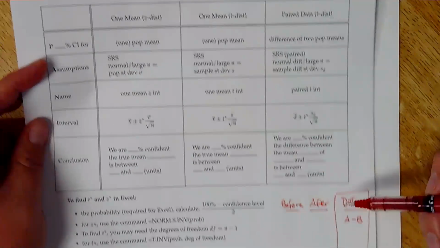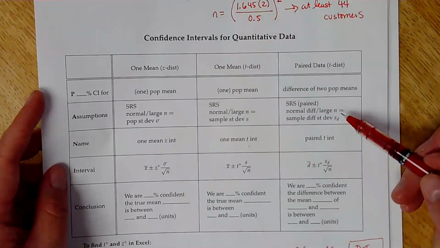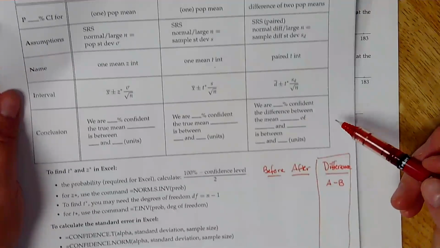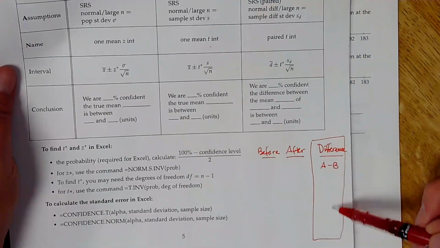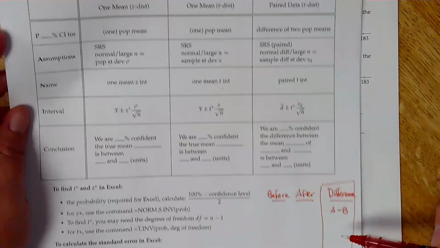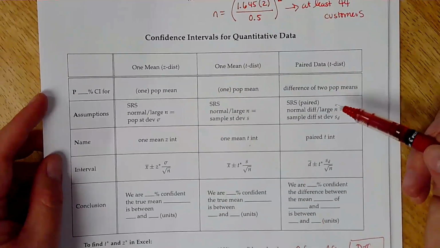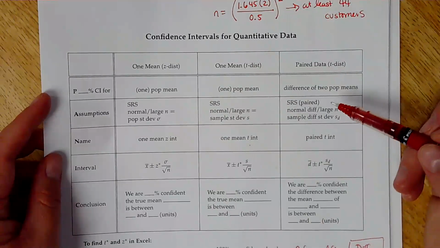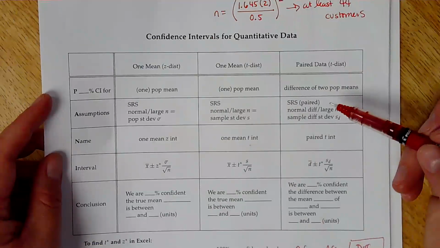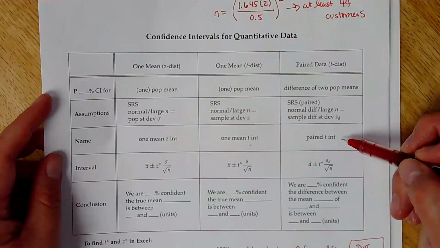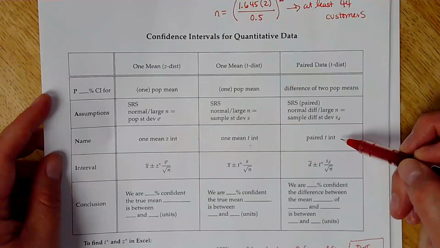For that, or your sample size. And so your sample size is just however many entries there are in this differences column. And then we're looking for a random sample, and that's paired data. The name of this test is a paired t interval.